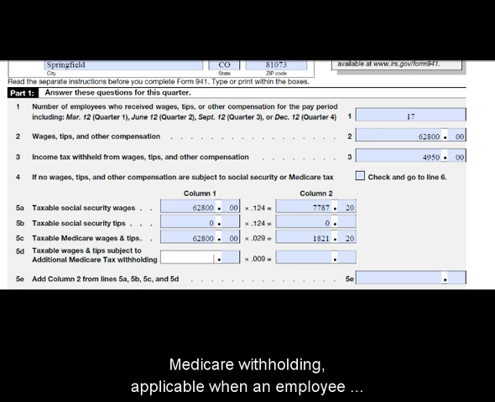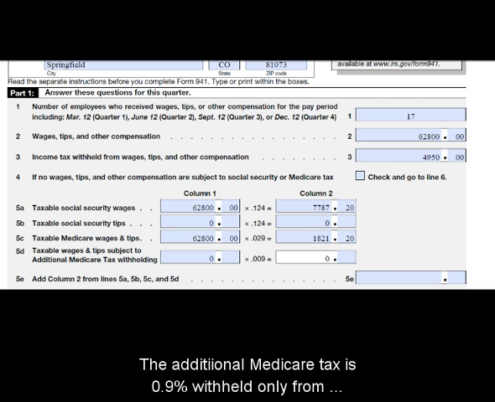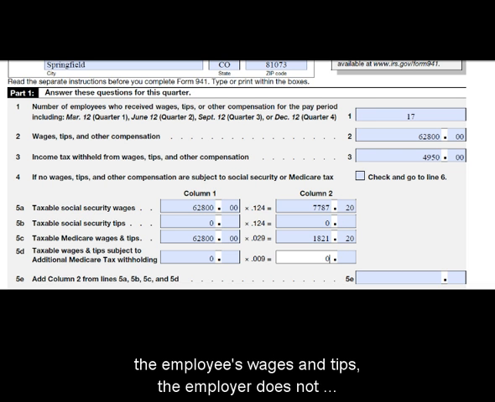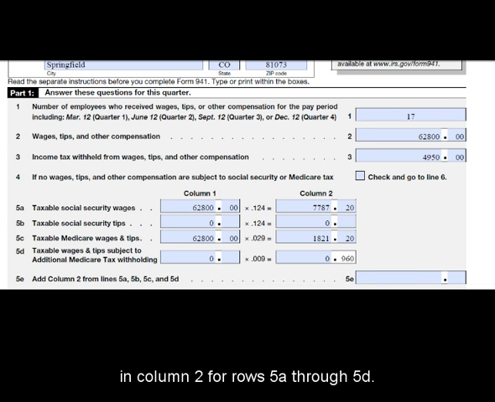Line 5D is for additional Medicare withholding, applicable when an employee earns more than $200,000 in a calendar year. Mayfield's has no employees in this category. The additional Medicare tax is 0.9%, withheld only from the employee's wages and tips. The employer does not match this amount. On line 5E, sum the amounts in column 2 for rows 5A through 5D.